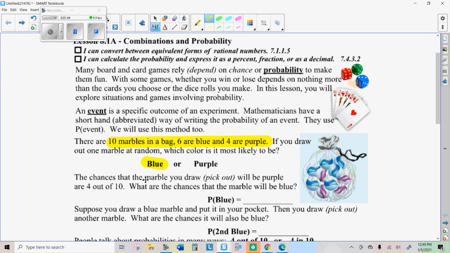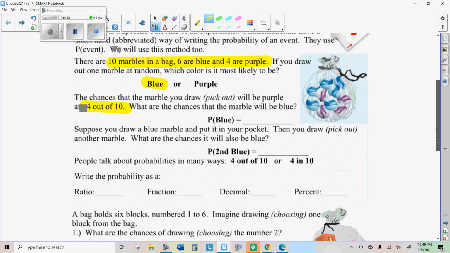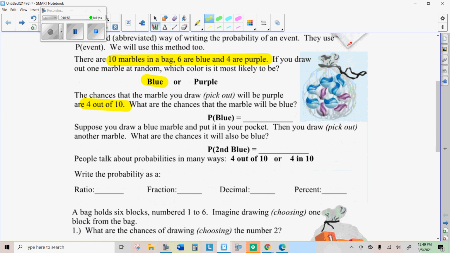Okay, and we can put a number on that. The chances that the marble you draw will be purple are 4 out of 10. What are the chances the marble will be blue? I hope you were thinking 6 out of 10. Now, since that's a fraction, you could simplify that to 3 out of 5, or we can call that a ratio too.